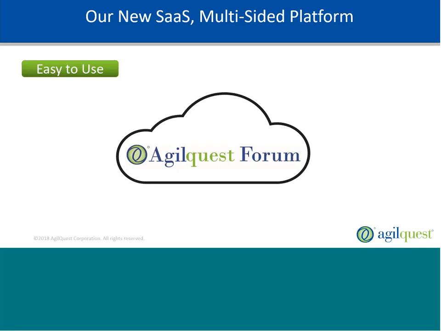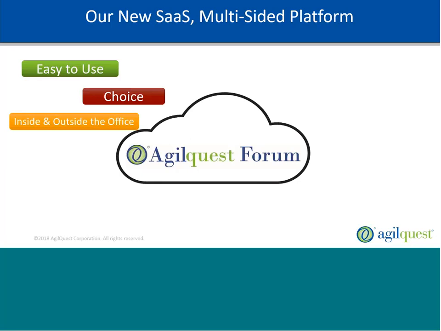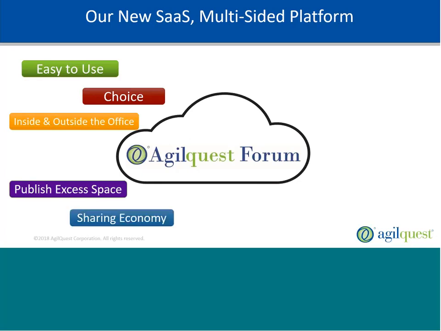Offering choice and sharing workplace assets is only part of the value. As the only enterprise-class SaaS platform that truly scales with your business, the Agilquest Forum reduces the total cost of ownership by avoiding installation and ongoing infrastructure costs, minimizes IT support costs, and eliminates ongoing upgrade fees.